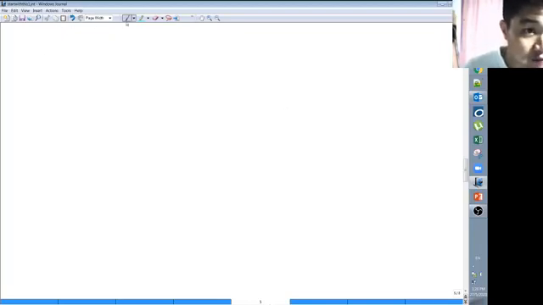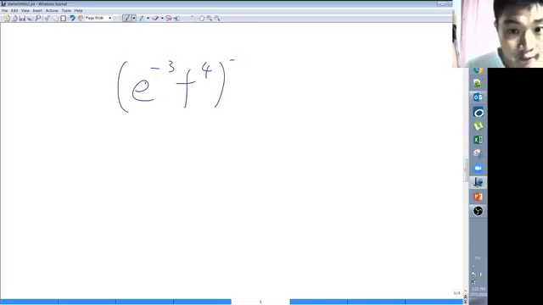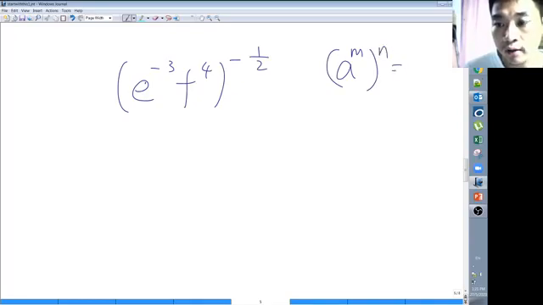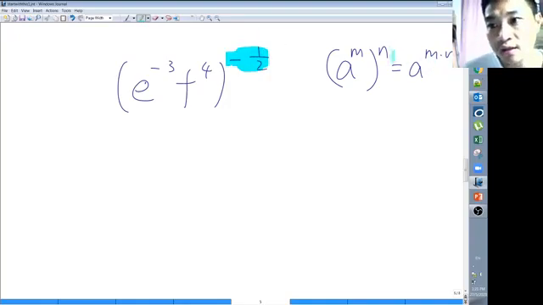So what if I have this? What if I have e to the power negative 3 f to the power 4, all raised to the power negative half? Okay, so what you do is you can actually make use of this law. Let me just write it aside so that you can refer to it. I hope you can see that this negative half is similar to your n.